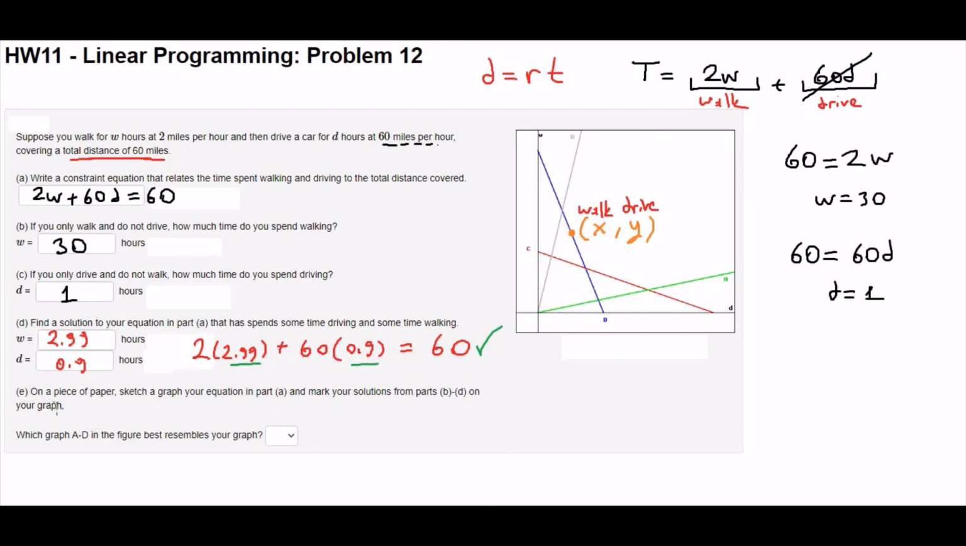Now, on a piece of paper, sketch a graph of your equation in part A. So the equation will look like this. So this is (0, 60), and it's going to be a decreasing line, and any point on this line refers to walking plus driving, walk hours and drive hours. So here the answer is D. That blue line looks like our sketch.